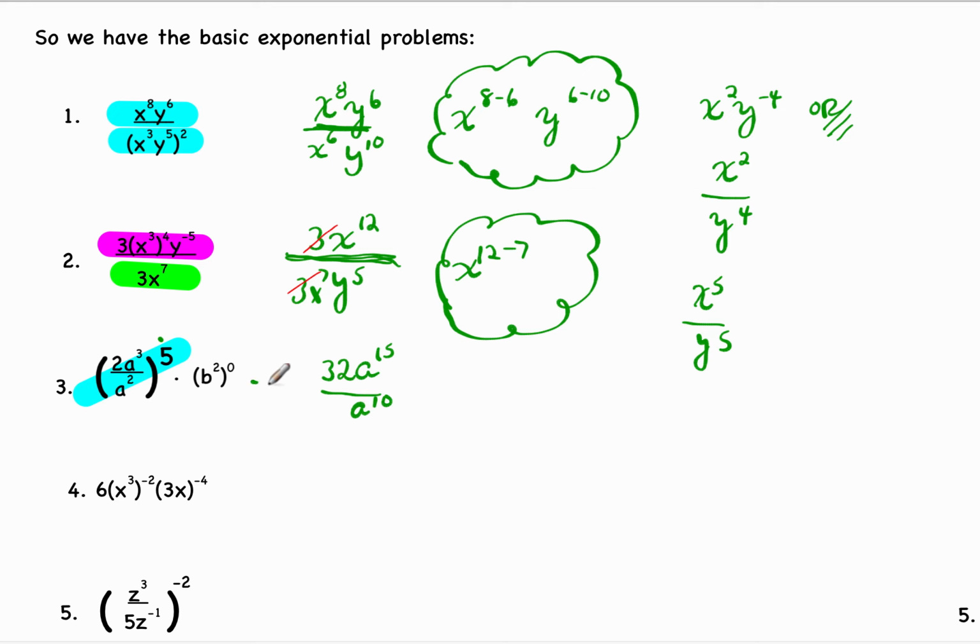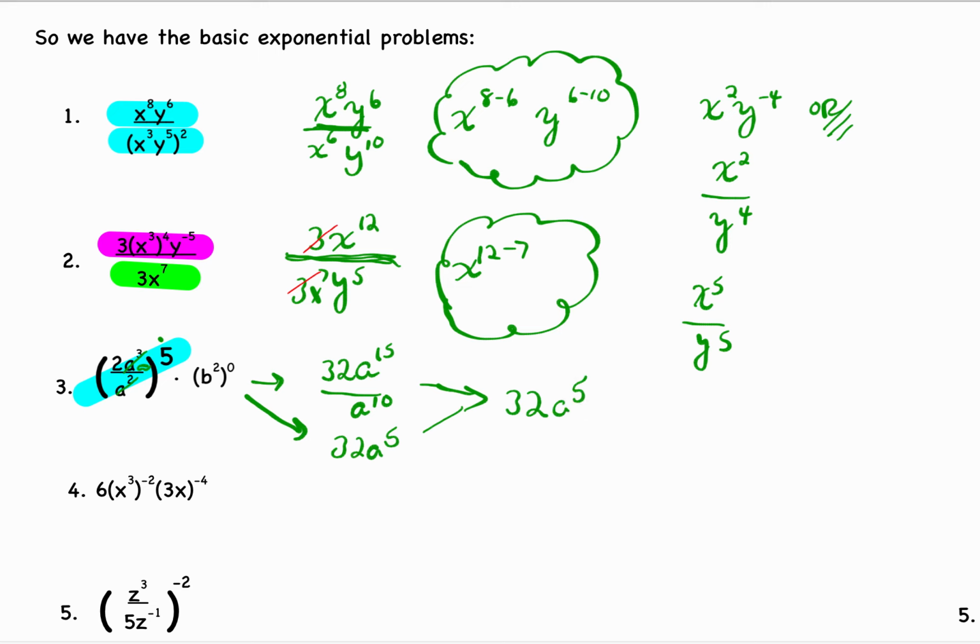Now, could I have done that another way? Sure, I could have reduced inside the parentheses first, saying a cubed and a squared is really an a, and 2a to the 5th power is 32a to the 5th power, which is the same thing I get up top once I divide those fractions. Divide means subtract those exponents. I get a to the 5th.